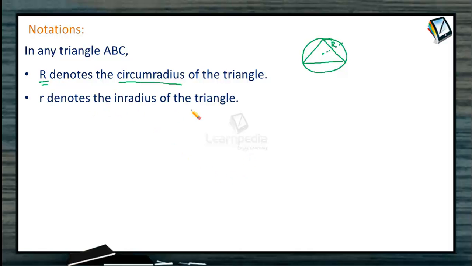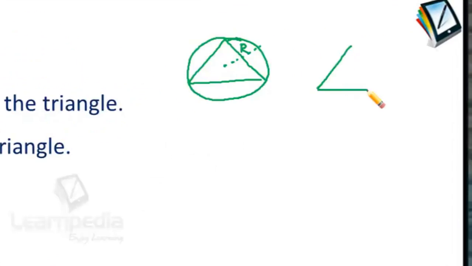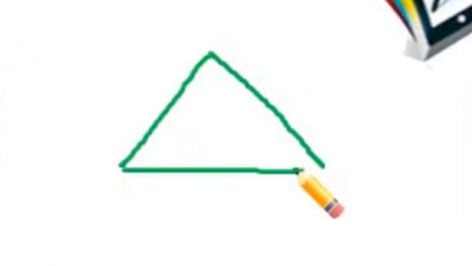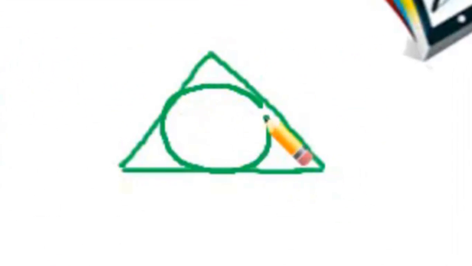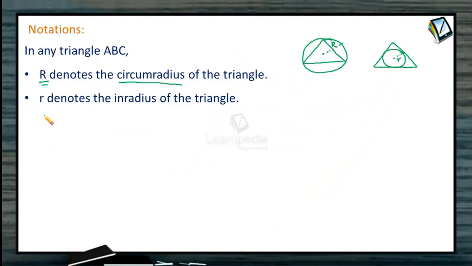Now small r denotes the inradius of the triangle. How will be the inradius? The circle which touches all the three sides internally, right? So this circle which touches all the three sides of the triangle internally, the radius of this circle in this chapter would always be denoted by small r. So small r denotes the inradius of the triangle.